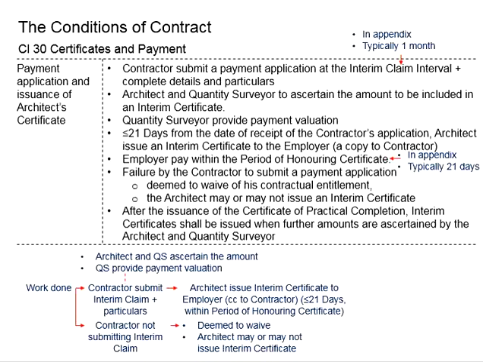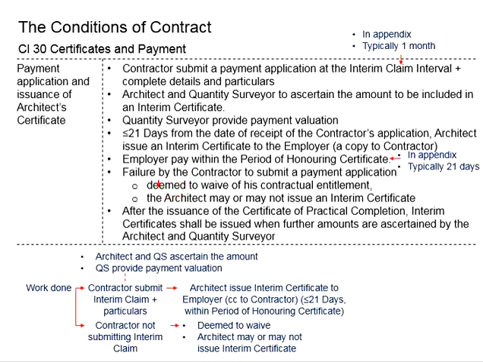It is also stated that the architect may or may not issue an interim certificate. If the architect decides to issue the interim certificate, that means the employer will need to pay within the period of honoring certificate, even though the contractor does not submit any payment application. The contractor should receive the payment as per the amount of work being done.